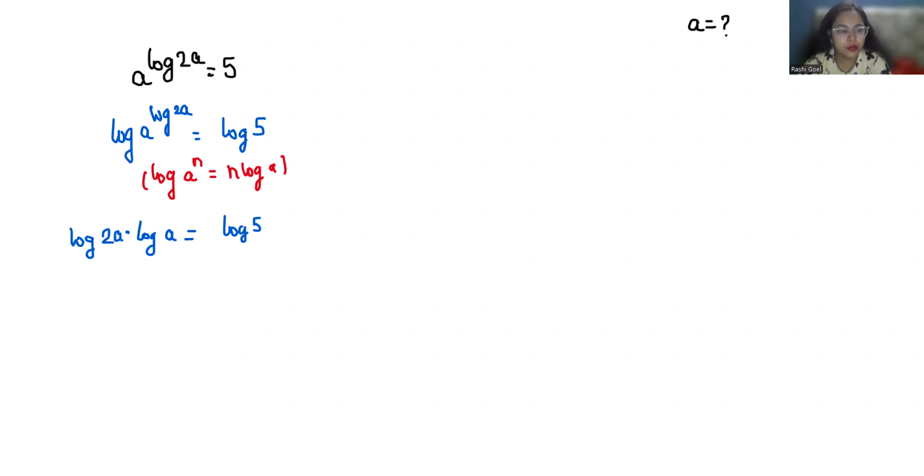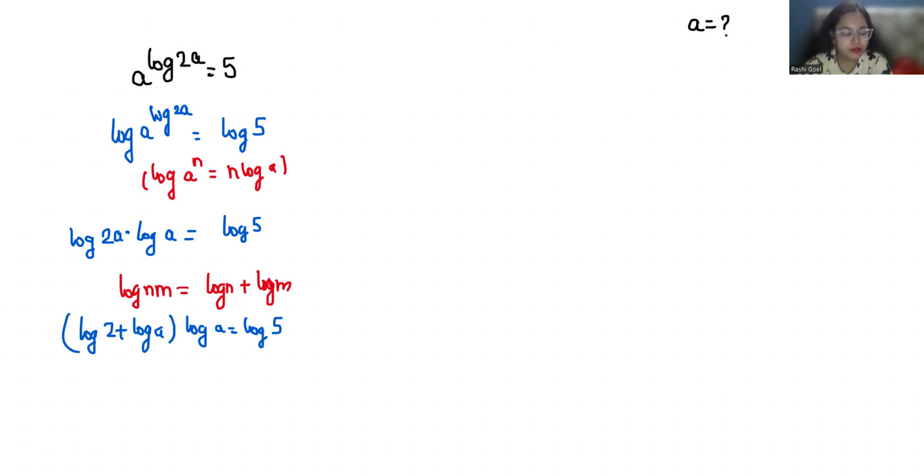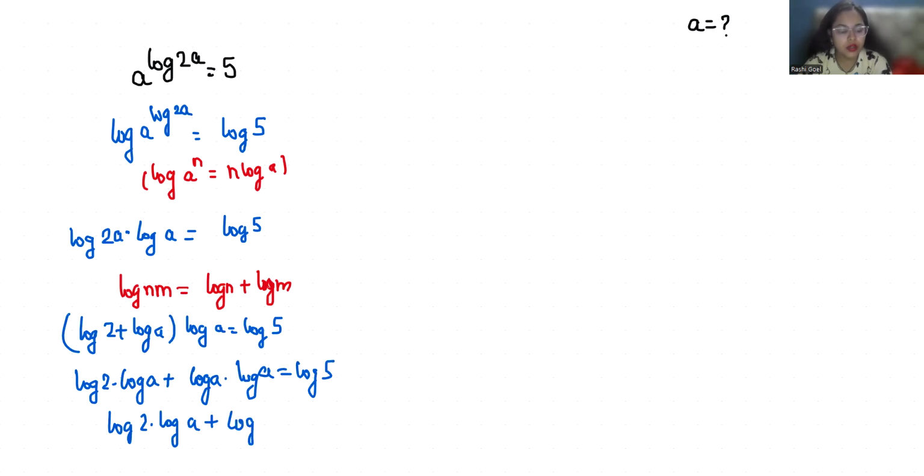Another logarithmic rule, log nm is equal to log n plus log m. So you can write log 2 plus log a, times log a, is equal to log 5. Now we will multiply the brackets. So log 2 times log a plus log a times log a is equal to log 5. Log 2 times log a plus log a whole square is equal to log 5.